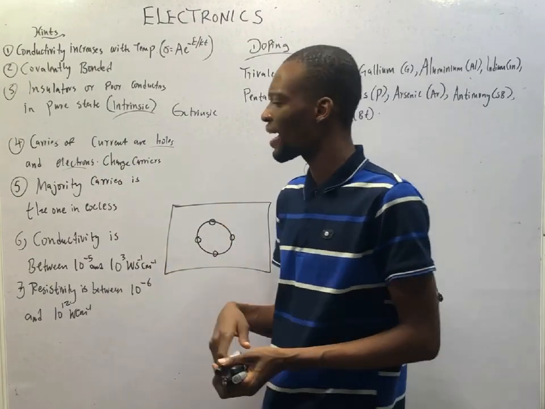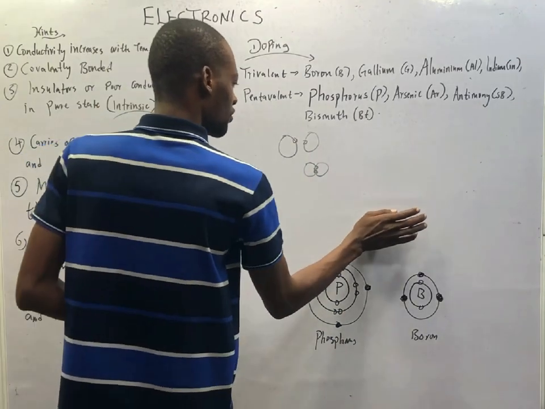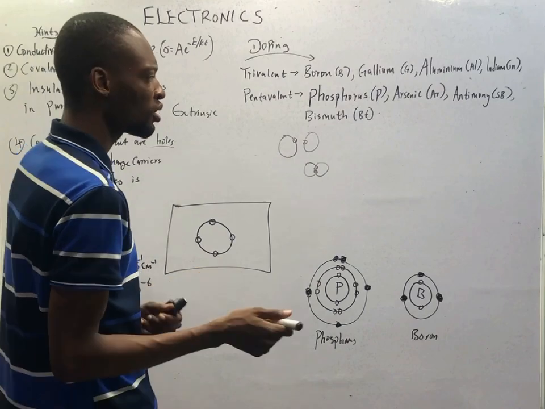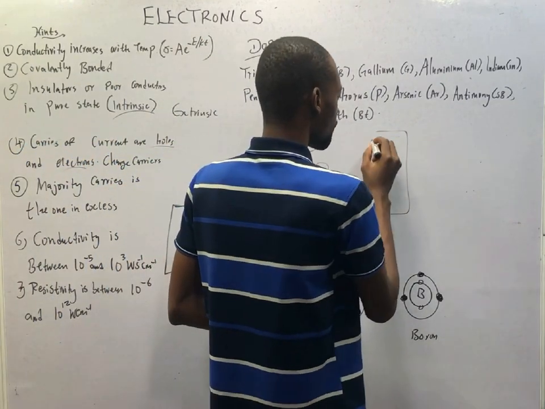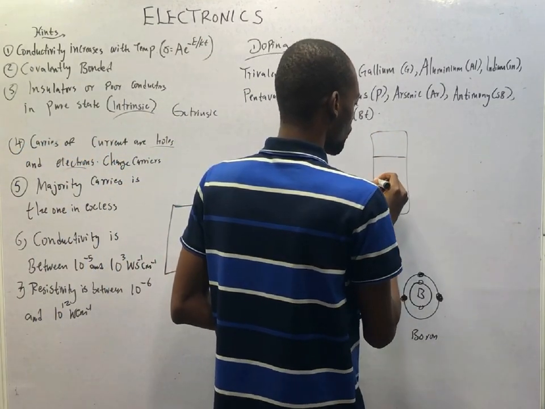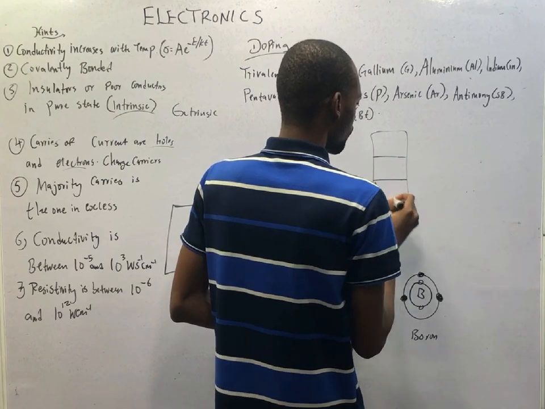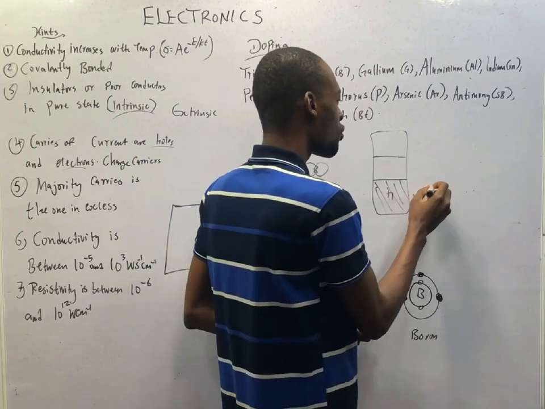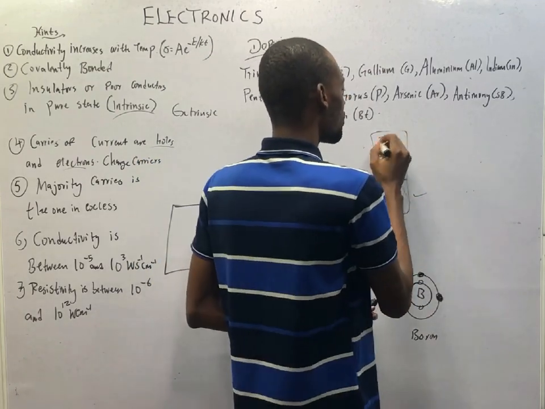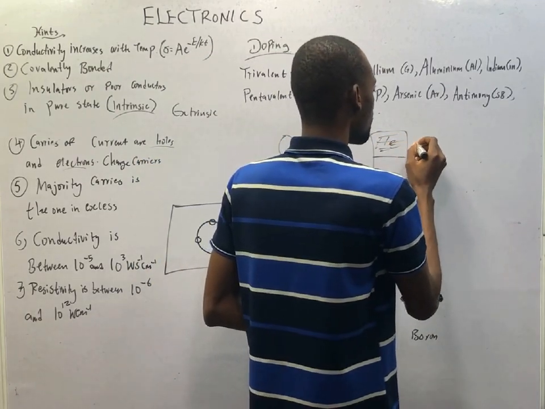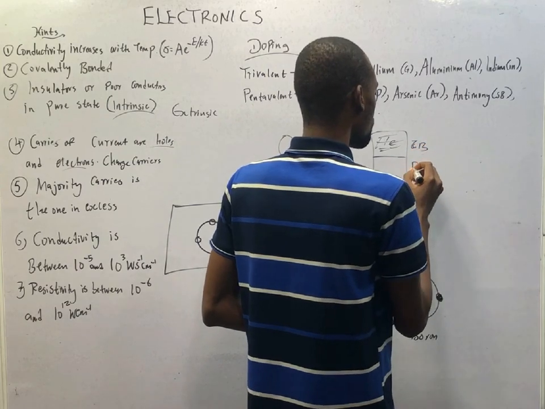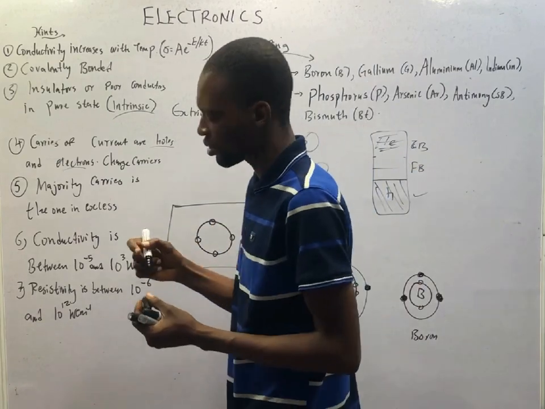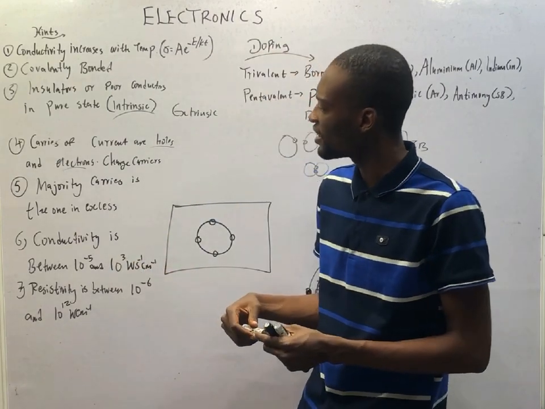If you see the diagram I drew in the energy band under semiconductor, you notice something like this. In the valence band, there are holes. Then here, in the conduction band, you have electrons. So this is the forbidden gap. So semiconductors conduct by means of holes and electrons.